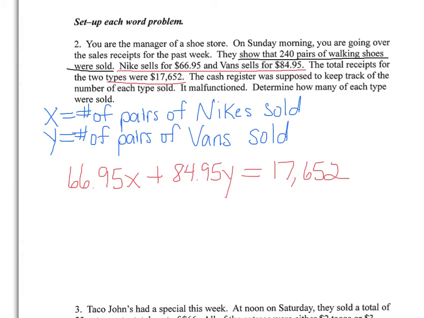Let's set up the one that now incorporates the 240. Something has to add up to 240. This is the one that I think is tricky, but we have to look back at what our variables were. 240 pairs of walking shoes were sold. That means the number of pairs of Nikes that got sold plus the number of Vans that got sold was 240, because we're calling them both walking shoes. So the equation for this one is x plus y equals 240. And these two equations together would be the system of equations for this problem. If I needed to solve it, then I would have to decide if I want to solve it using elimination or substitution.